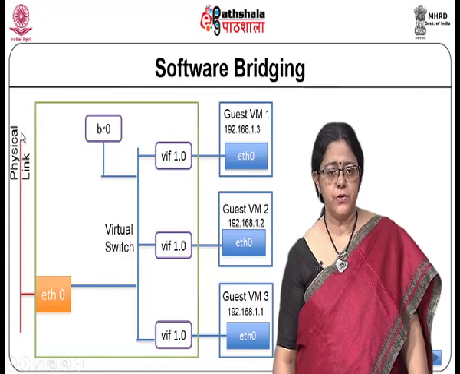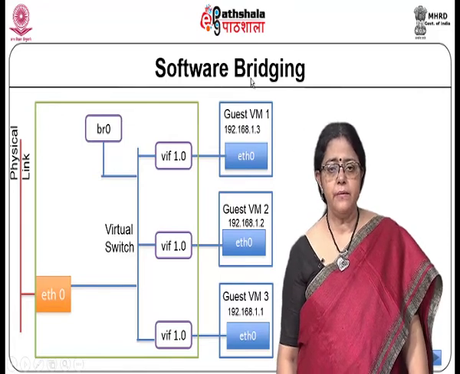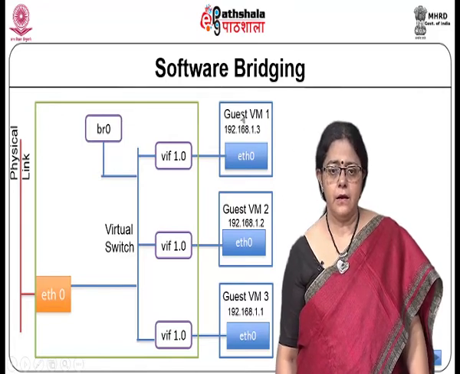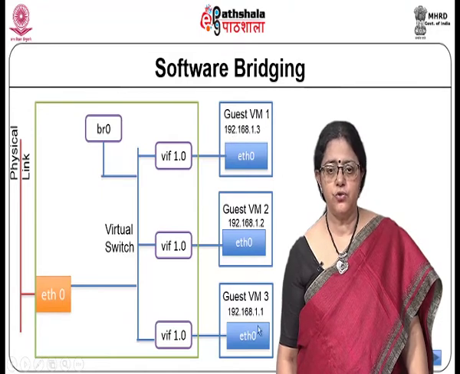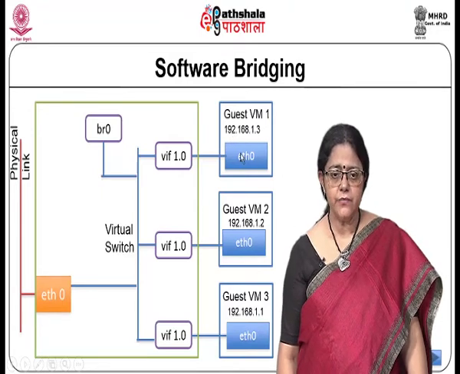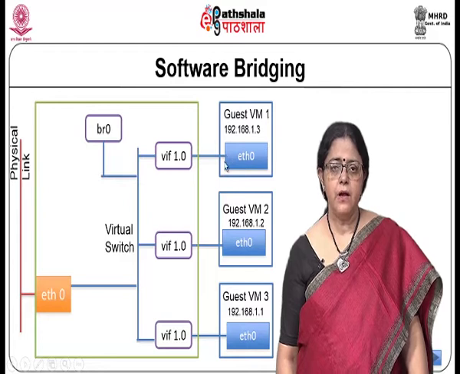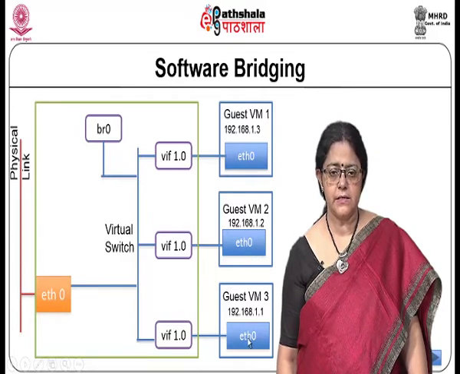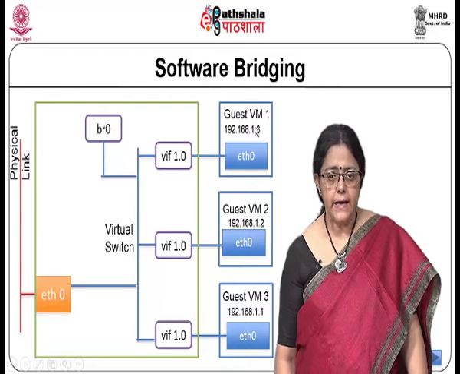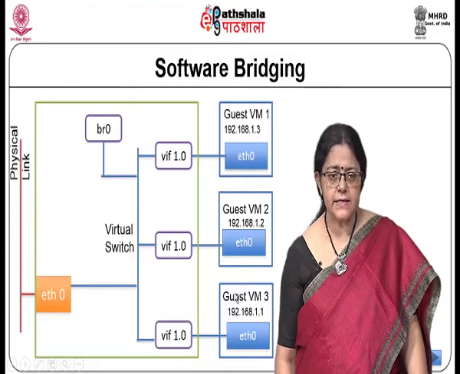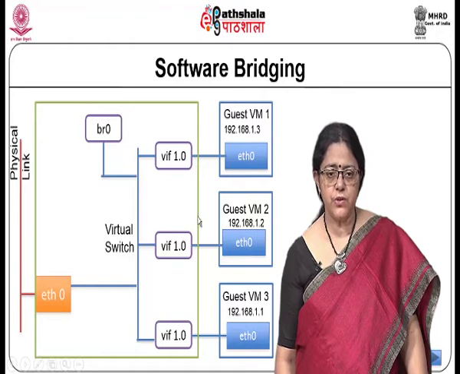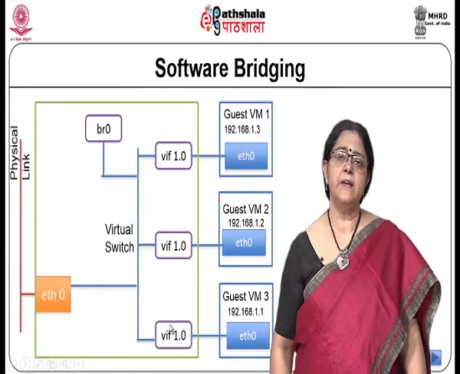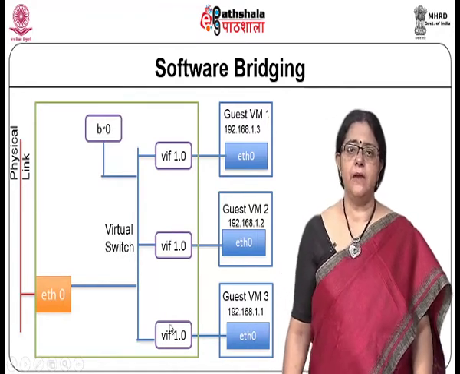This is the software bridging example, where we see that there are guest VMs, guest VM 1, 2 and 3, and each of these guest VMs has a virtual NIC. This is a virtual NIC, this is a virtual NIC, and this is a virtual NIC. Now, these virtual NICs, using the virtual switch, will have specific interfaces to which they have to connect.